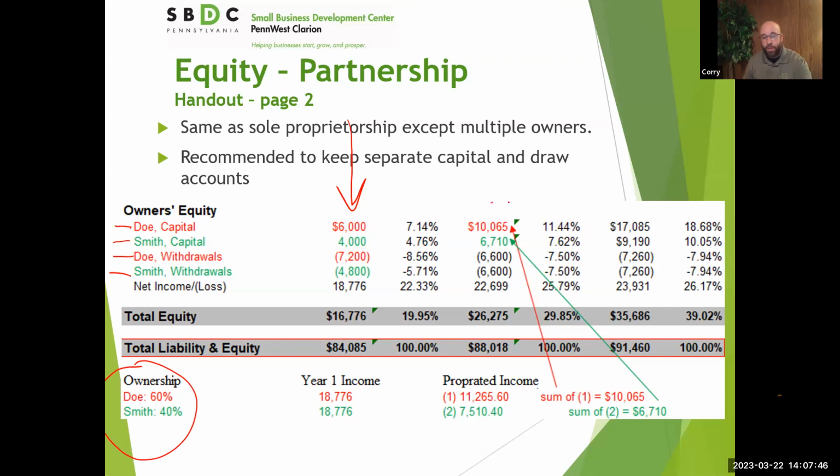Now, this capital account over here in the second year, you'll notice at the bottom how it's calculated. We take the net income of $18,776 and we prorate it based on their percentage of ownership, 60% and 40%. That's how we're coming up with these answers right here.